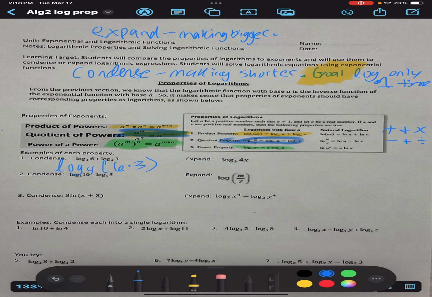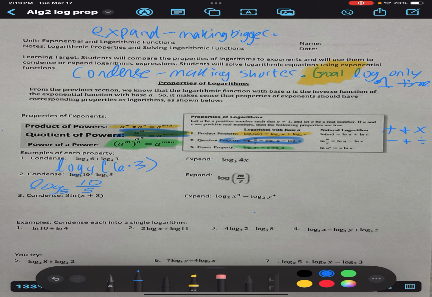This next one: log base 5 of 10 minus log base 5 of 3. Condense. I only write the word log with its base once. And then what does the 10 and 3 do? Well, with subtraction goes division. And again, if you want to simplify it further, fine.